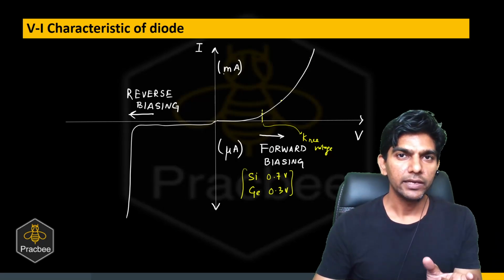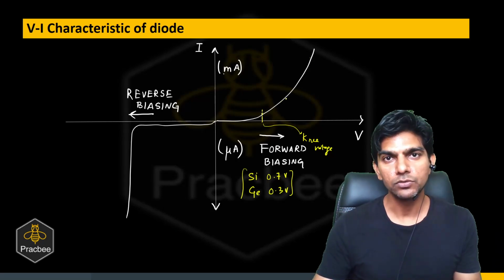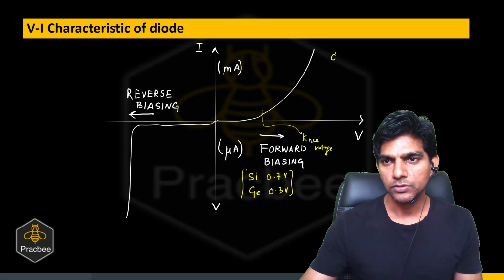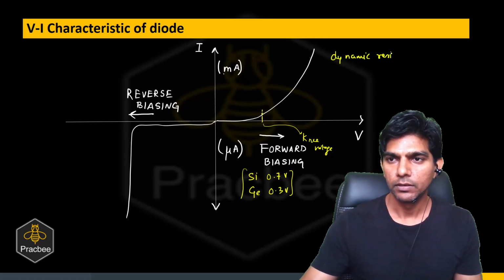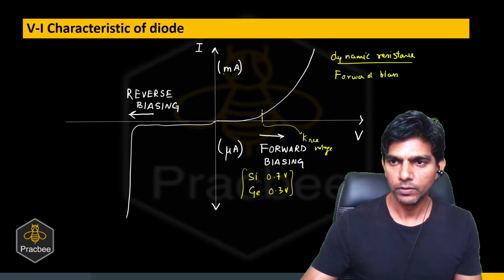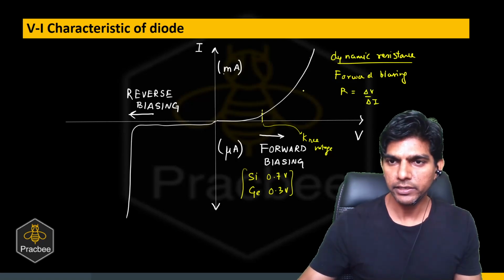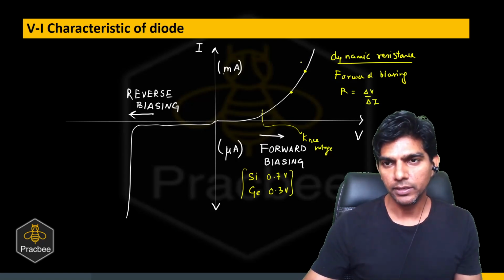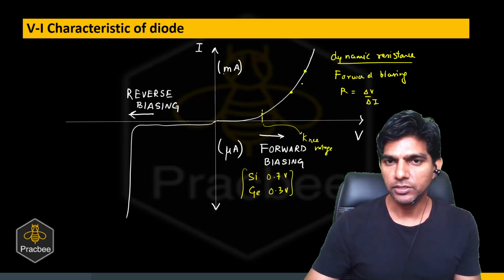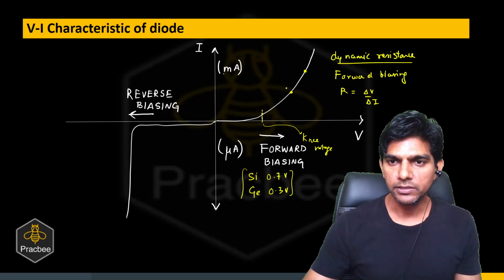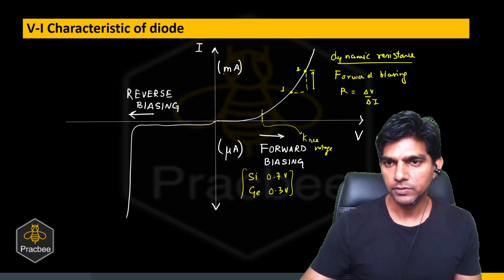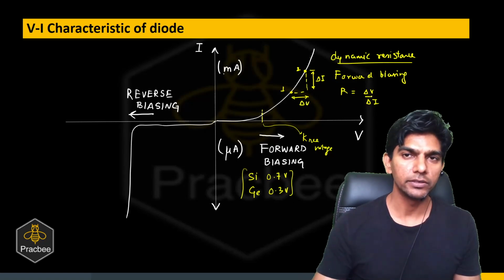And can you see now we have a non-linear graph. So here we'll talk about a dynamic resistance. The dynamic resistance in forward biasing will be given by delta V upon delta I. Let us say there are 2 points on the graph, and usually we measure dynamic resistance beyond knee voltage. So let us say this is point number 1, this is point number 2. If I measure this value, this will be delta I and this will be delta V.